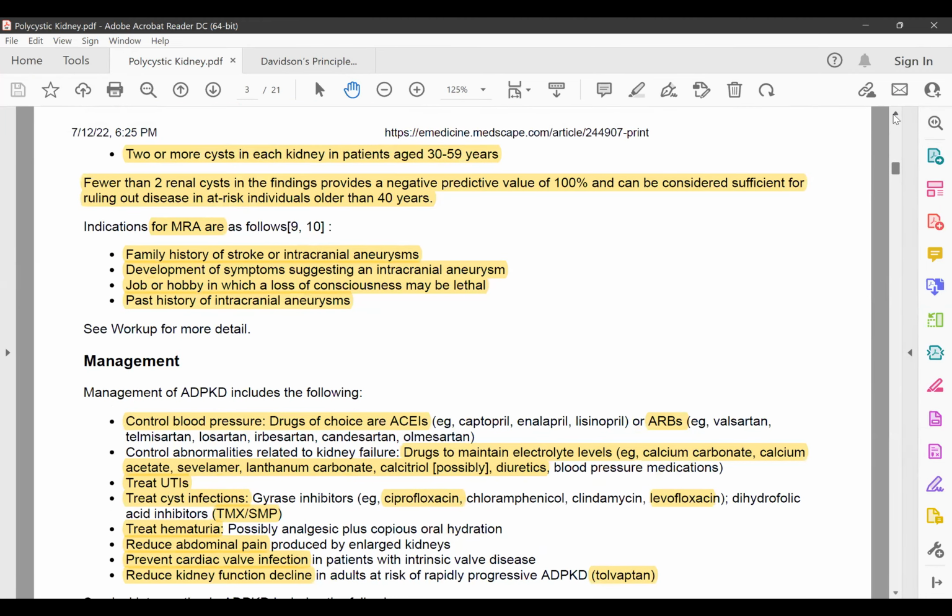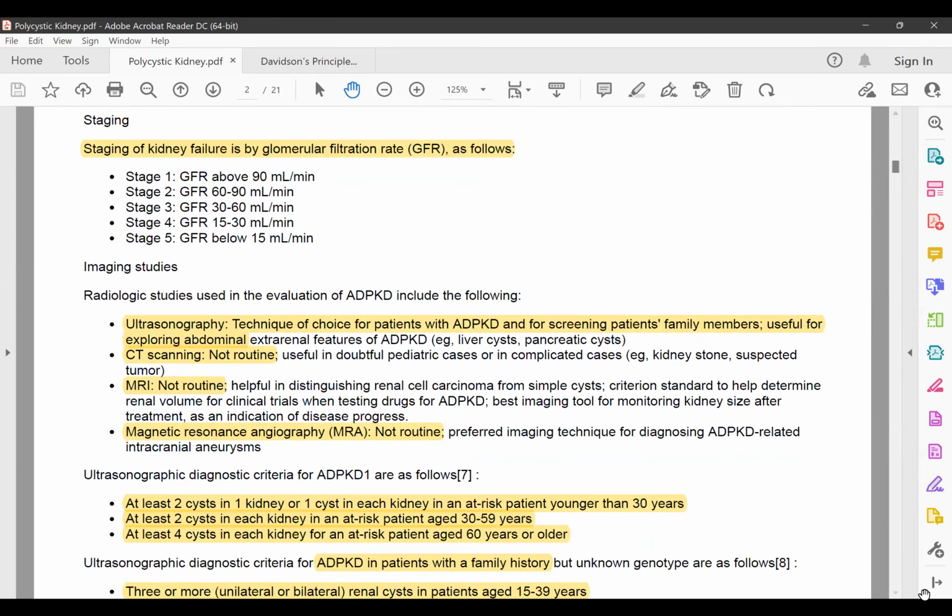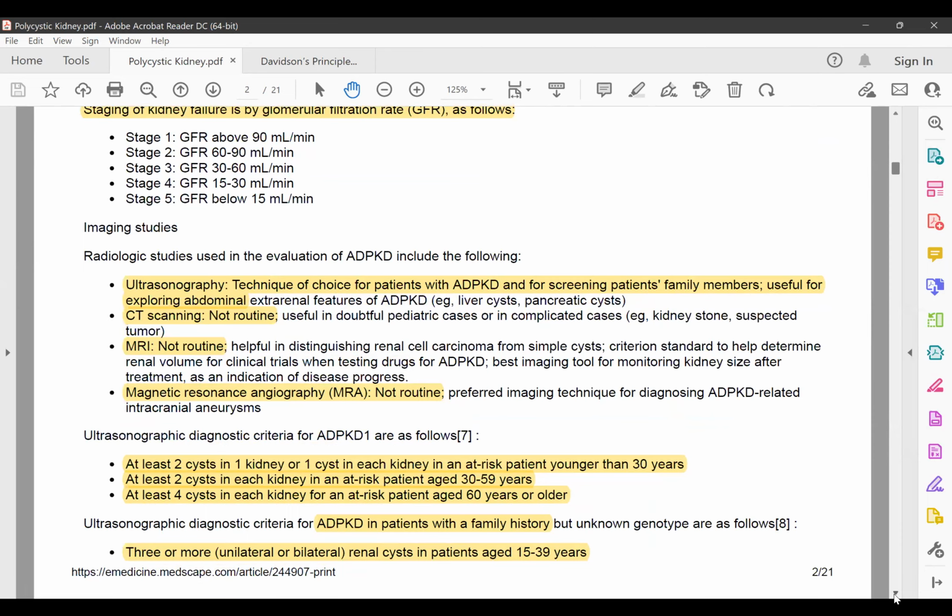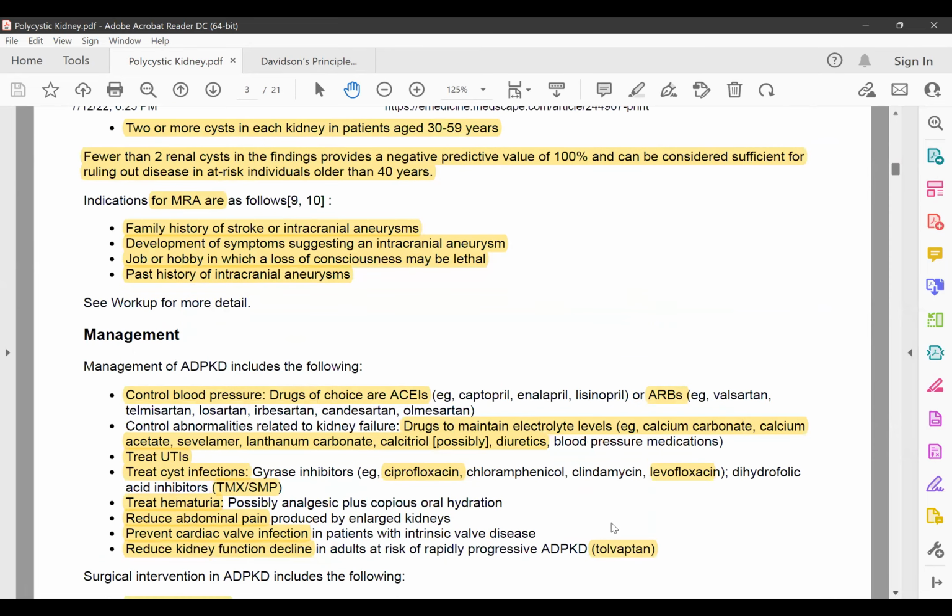Okay. So for MRA, you have put 1 to 3 doses, then 2 or more, that also. Familial history, yeah. Indications for MRI: family history of stroke or intracranial aneurysms, development of symptoms suggesting intracranial aneurysms, and job and hobby, which is very important. Loss of consciousness may be lethal, for example for a bus driver or an airplane driver or a scuba diving trainer. They cannot afford to lose consciousness suddenly. And then with a past history of intracranial aneurysms, you must do an MRI.